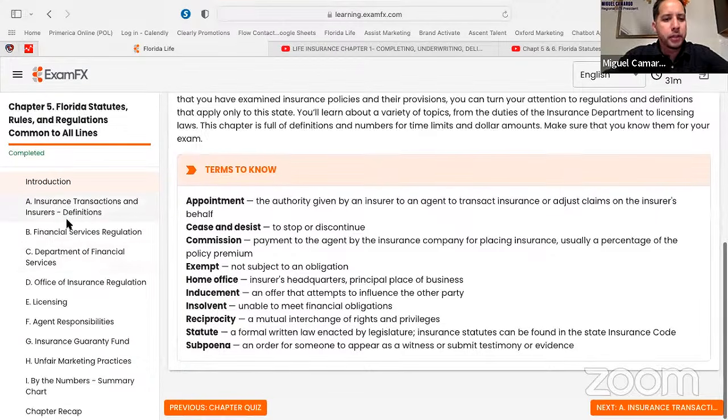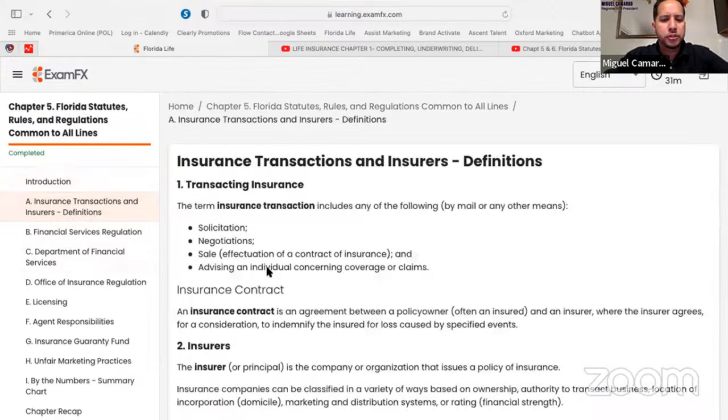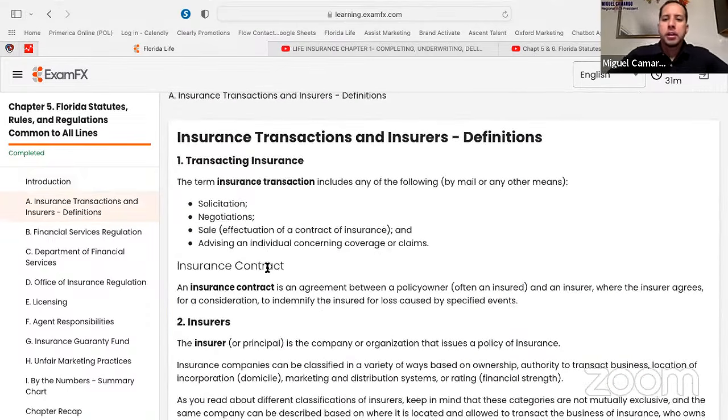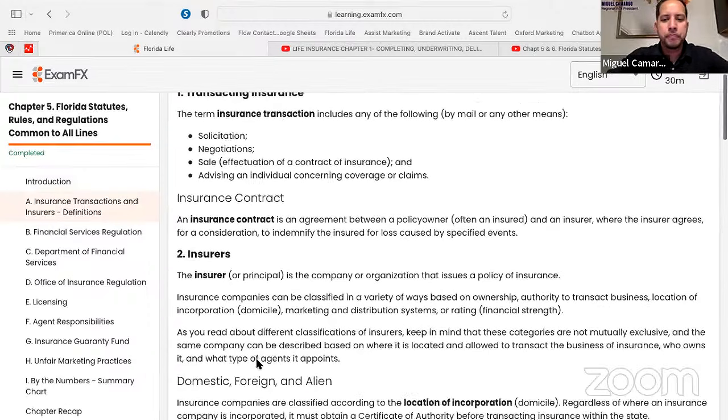All right, so let's go ahead and jump into this process right here. Let's talk about an insurance transaction. Idalia, an insurance transaction is when an agent is soliciting, negotiating, doing a presentation, or giving advice on insurance. You can only do an insurance transaction if you're licensed. If you're giving someone information on their policy, that is not a transaction. That is just doing admin work. You might see that on the exam.